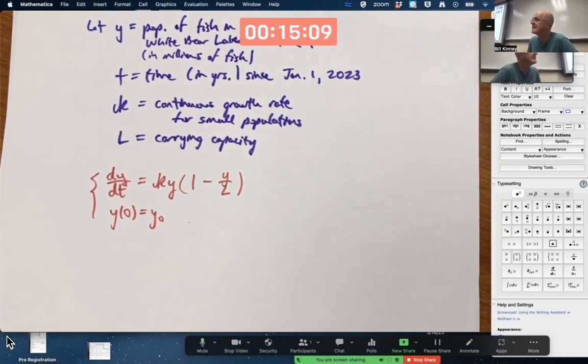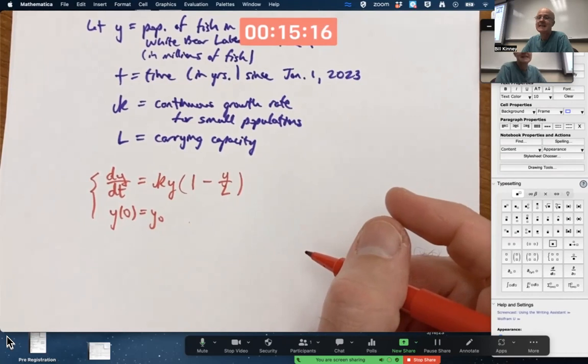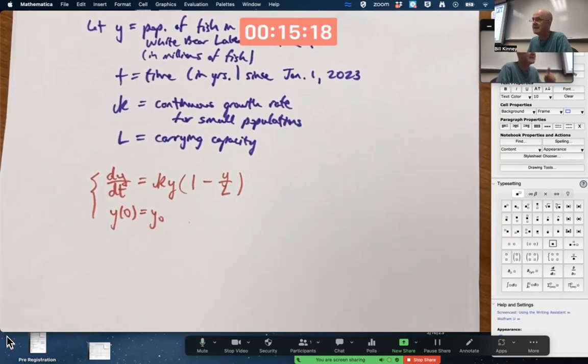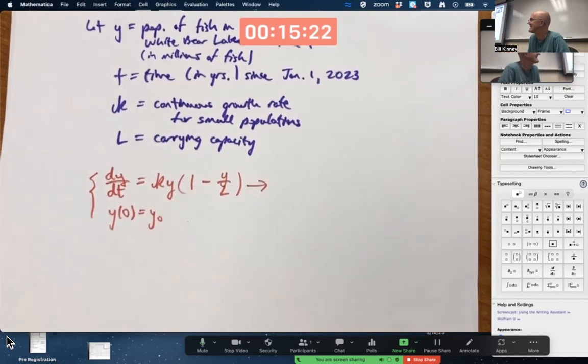Can we separate variables? Should we separate variables? Yeah, we can. This is solvable, and we will solve it right now. It's not as easy as some of the other ones we separated variables for. What are we trying to separate? We're trying to separate the y and the t, not the k and the L. Those are constants.